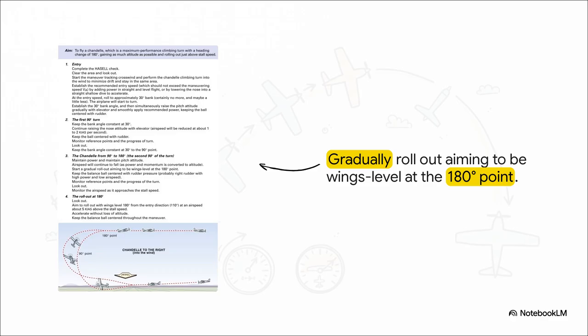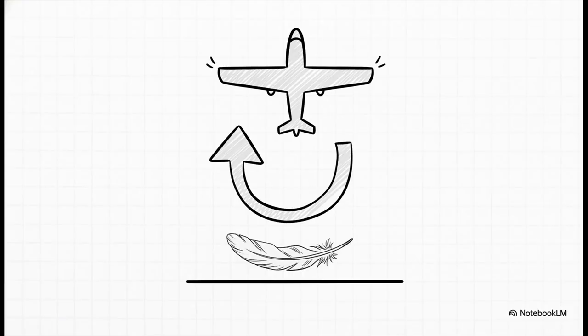It's this beautiful dance of timing your hands and your feet, aiming to be perfectly wings level exactly at the 180-degree mark from where you started. This final moment, incredibly delicate. You have to roll out, recovering perfectly in the opposite direction, giving yourself a tiny margin of plus or minus 10 degrees, all while teetering just 5 knots above the aircraft's stall speed.